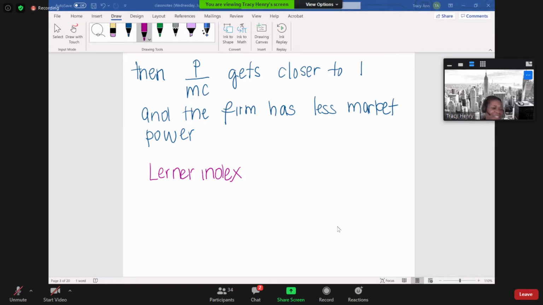The Lerner Index looks at your price markup as a function of the price. So it's a measure of the price markup as a function of price.